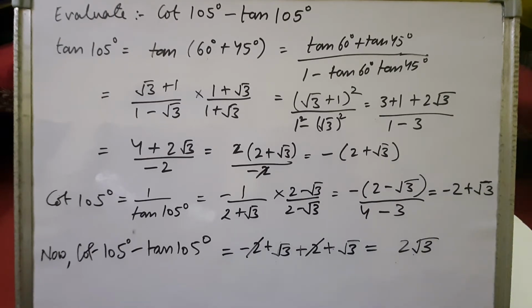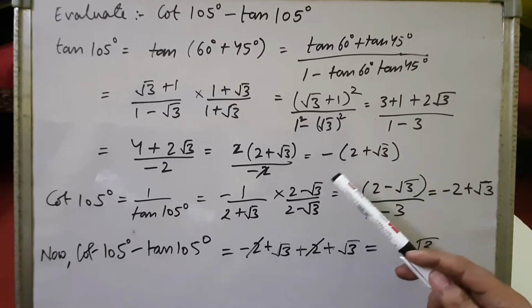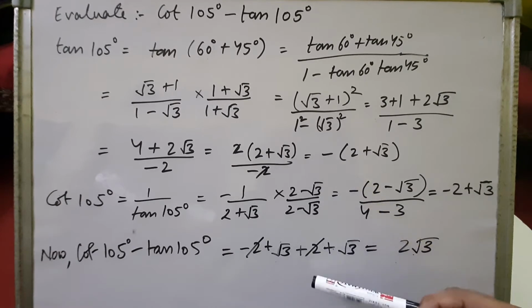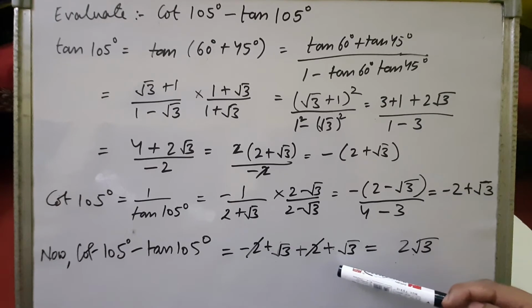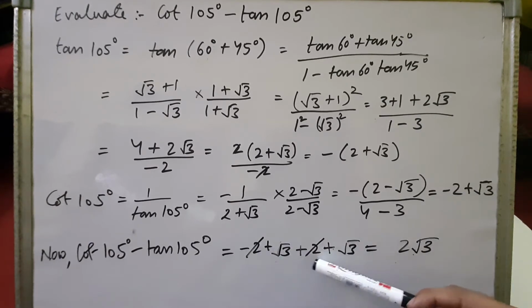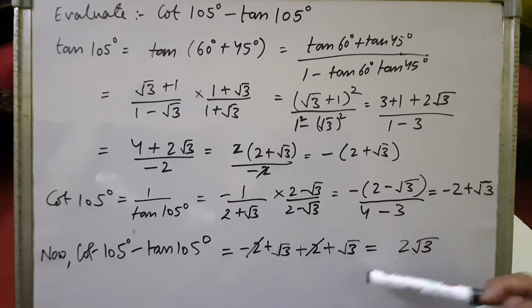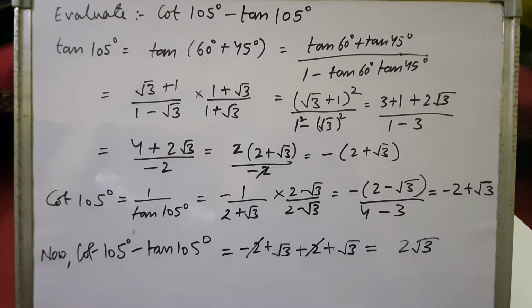Let's substitute the values here, in place of cot 105 and tan 105. So it will be minus 2 plus root 3. And there is a minus sign before tan 105, so this sign will become plus. Minus will become plus. So it will be 2 plus root 3. So this plus 2 and minus 2 will get cancelled. Root 3 plus root 3 will be 2 root 3. So the value of cot 105 minus tan 105 will be 2 root 3. Alright children, note down please.